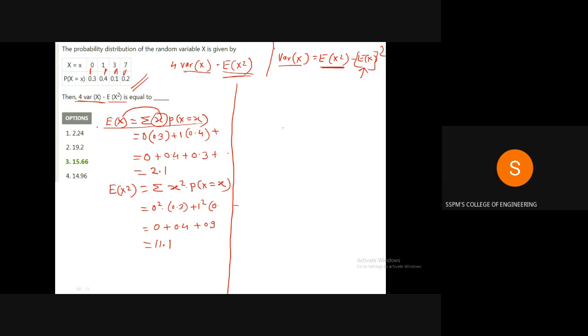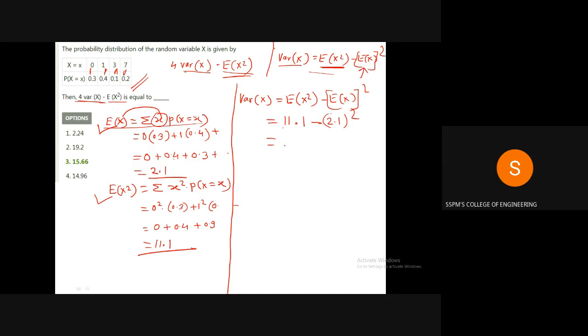So now we have E of x and E of x square. First we will calculate variance of x. So how is it given? Variance of x is equal to E of x square minus E of x whole square. So what is E of x square that we just calculated? It is 11.1 minus what is E of x whole square? It is 2.1 square, that is 2.1 bracket square.